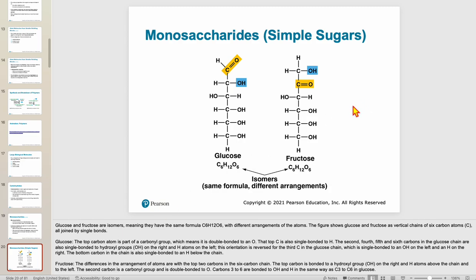So in this picture, you clearly see the difference. The formulas are the same. So you see down there?